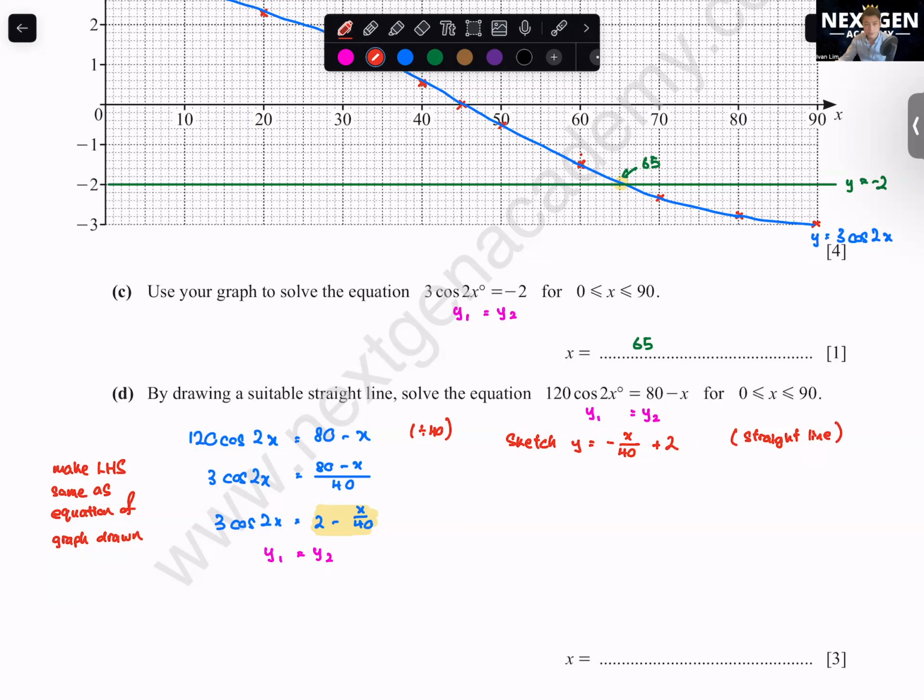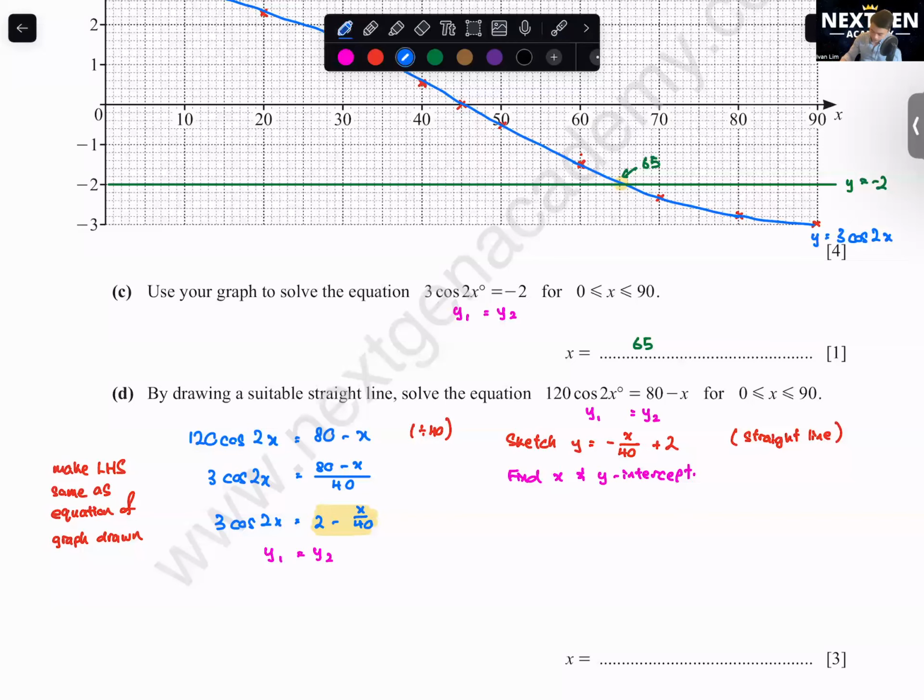Understand the step? Make the left-hand side the equation of the graph drawn. If it's not the same equation, then whatever that you get on the right-hand side, you need to sketch it out. So how do I sketch this out? To sketch, you use x-intercept and y-intercept. So here, find x and y-intercept. In fact, you can use any points, but x-intercept and y-intercept will be the easiest for you all to find because I just substitute in equals to 0.